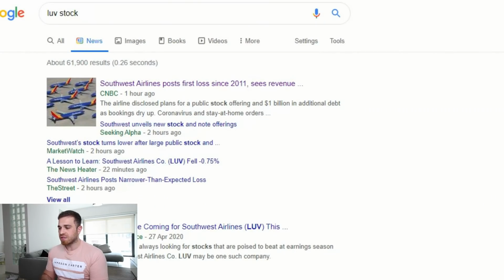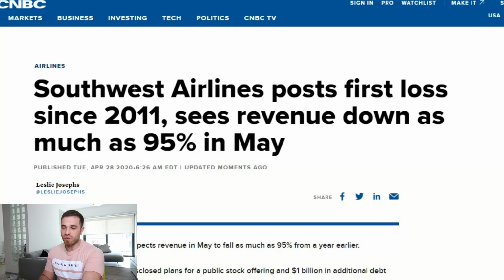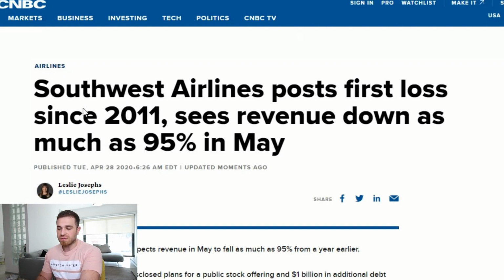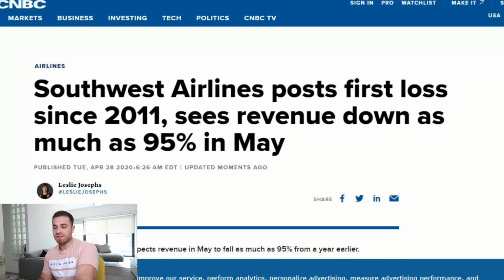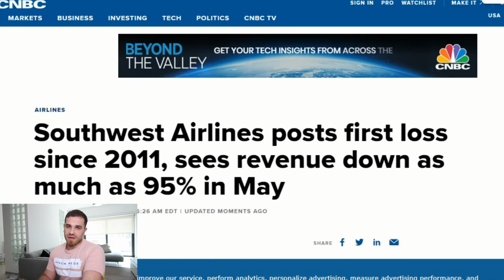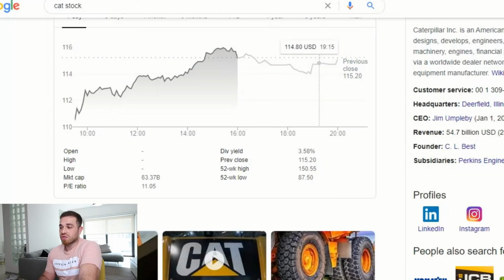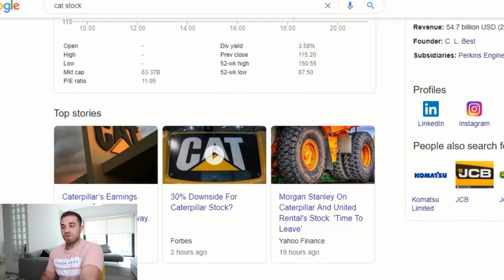Both of these stocks just released earnings reports. LUV posted an earnings report that says it's down. It's posted its first loss since 2011, and obviously that's because every airline in the world is basically on hold and not flying, so the revenue is going to suffer. Caterpillar, same thing. So we're going to bet that these stocks will go down in value, so we're going to short them.